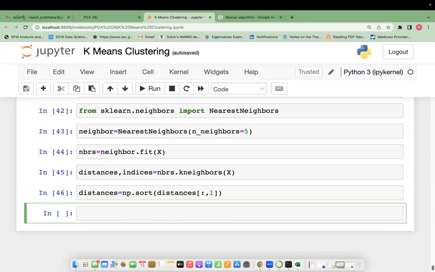DBSCAN is a very advanced clustering used in very large scale data, developed by Google guys. K-means and hierarchical are very easy. DBSCAN is a little bit complicated.